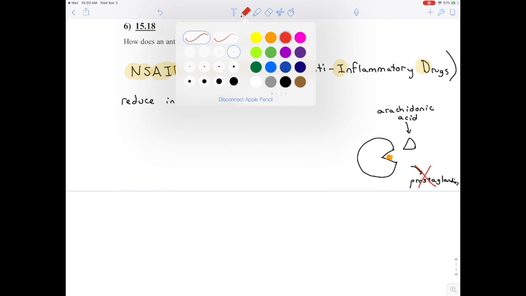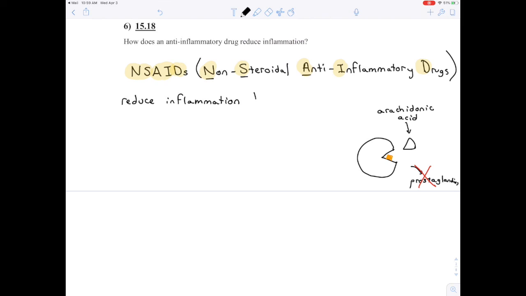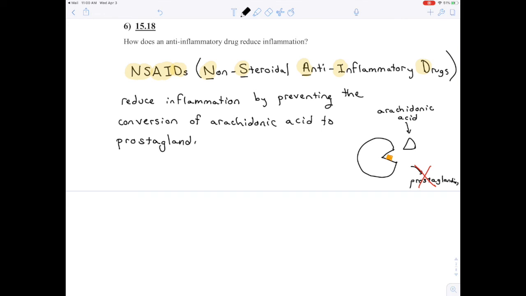So NSAIDs reduce inflammation by preventing the conversion of arachidonic acid to prostaglandins. No prostaglandins, no inflammation. An example of NSAIDs would be aspirin, ibuprofen, Aleve, Tylenol, things like that. They all act by preventing arachidonic acid from getting converted into prostaglandins.